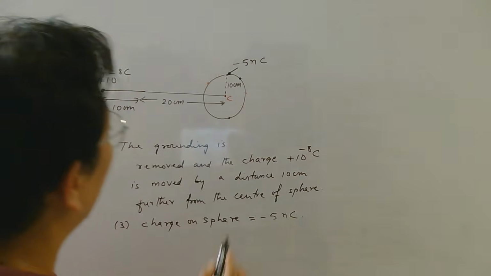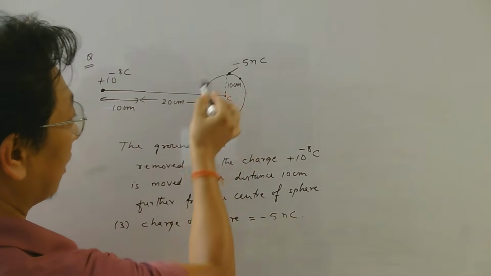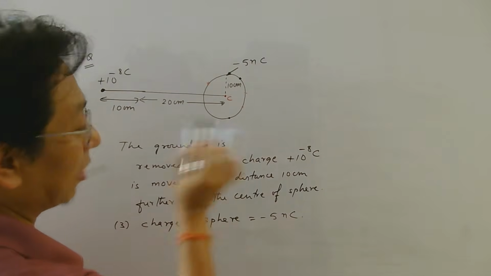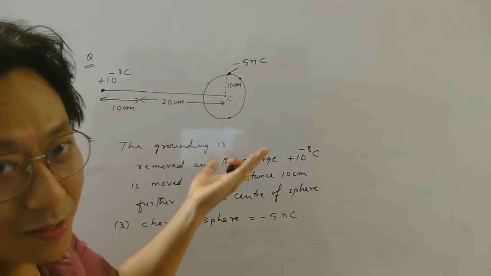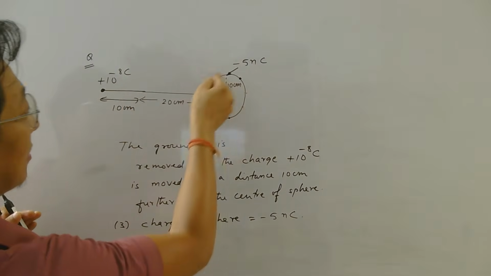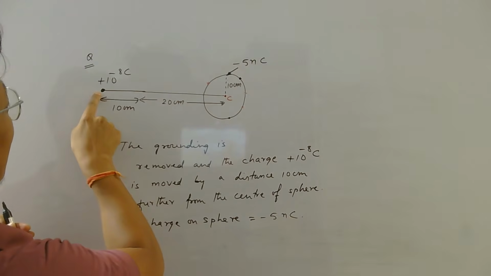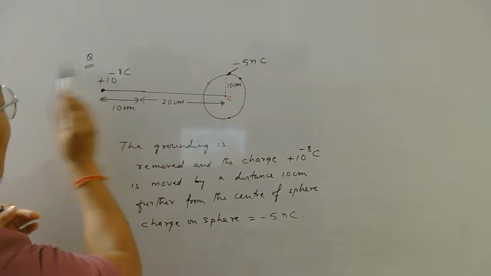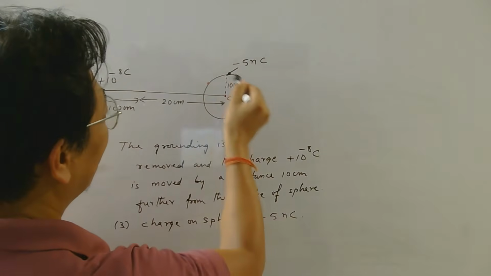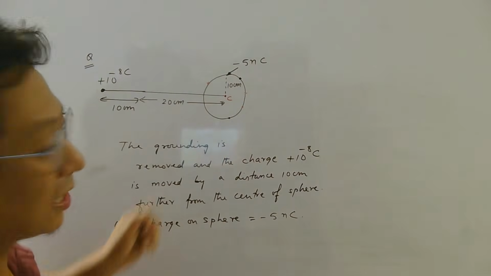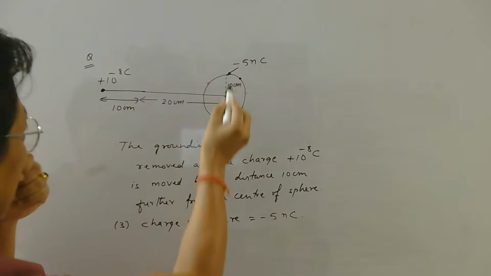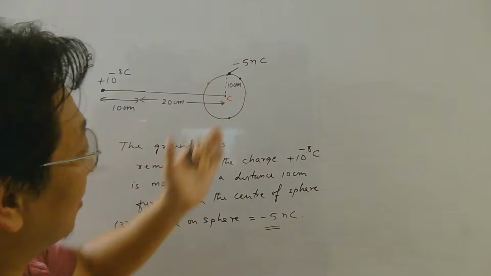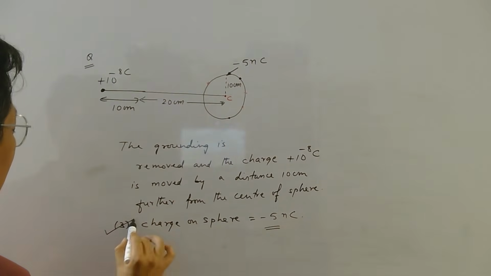We have to check. Well, once you remove the ground, this again became isolated. So whatever charge it acquired from the ground, that will remain as it is. Moving this charge will not change charge on this because there is no connection between this charge and this sphere. There is no conducting path, isn't it? So moving this charge will have no effect on the total charge on the sphere. Therefore, the charge on the sphere will remain minus 5 nanocoulomb because it is now isolated. So third point is correct.